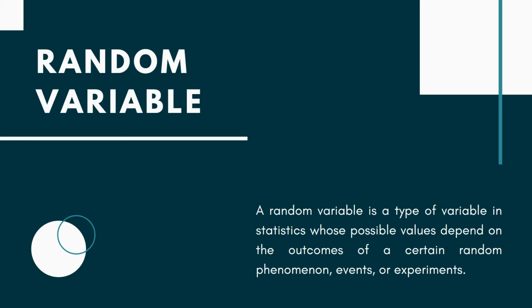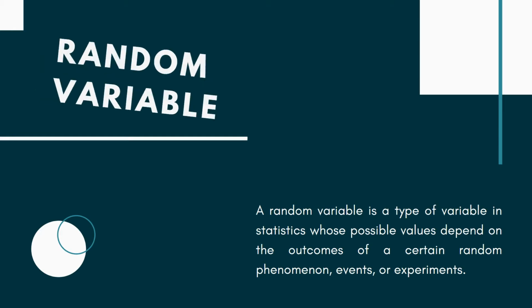A random variable is a type of variable in statistics whose possible values depend on the outcomes of a certain random phenomenon, events, or experiments. Since a random variable can take on different values, it is commonly labeled with a letter. Example, variable x. We can define a random variable for a quantity of interest by assigning a numerical value to each event in a sample space.